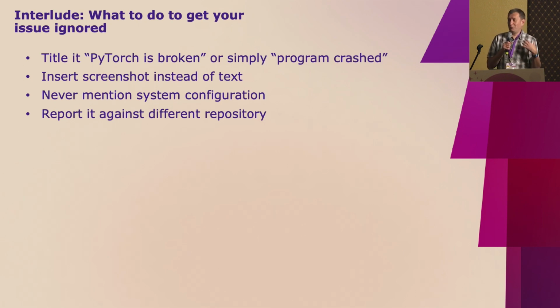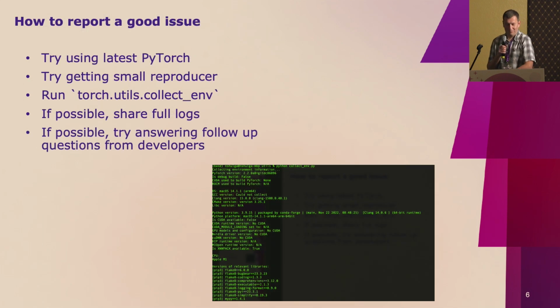Quick interlude. So you submitted an issue and it's getting ignored. You wonder why. Well, maybe its title is not very descriptive. Maybe you put in a screenshot instead of text and the screenshot has a really, really small font size. Maybe you never mentioned your system configuration. Or you submitted this report not to the PyTorch repository. First and foremost, the PyTorch repository is PyTorch on GitHub. And please try to write descriptive issues. So how do you report a good issue?